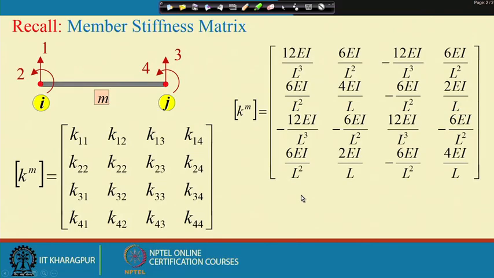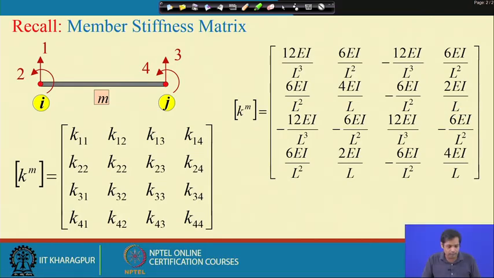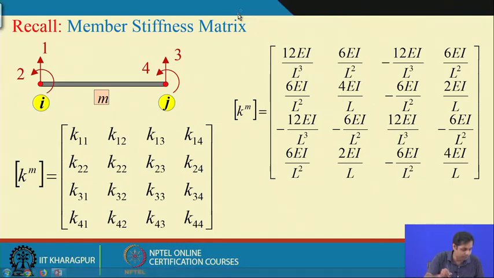Just before that, recall what we discussed in the last class. If you have a member connected between two nodes i and j, and the degrees of freedom at the ith node are 1, 2 and the degrees of freedom at the jth node are 3, 4, then this is the general stiffness matrix for this member.